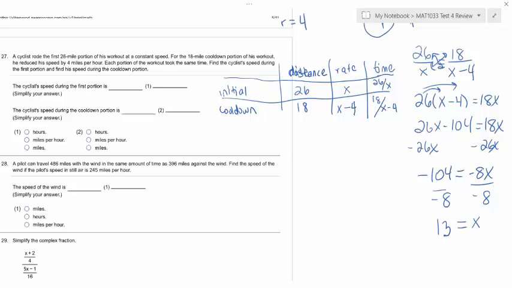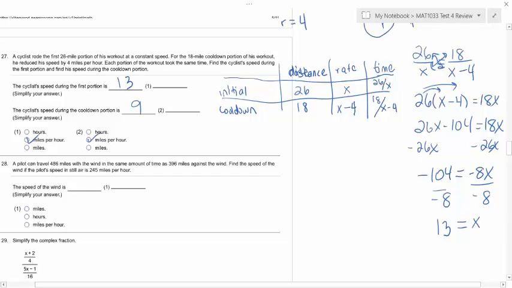Of the initial or the first portion. So that would be your first answer, 13. And then once again, this one's going to be miles per hour. Okay. And then for the cool down portion, how are you going to figure that out? You would do the 13 minus 4, which would give you 9.